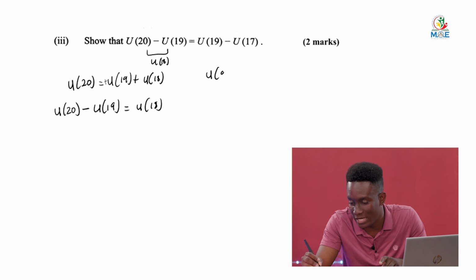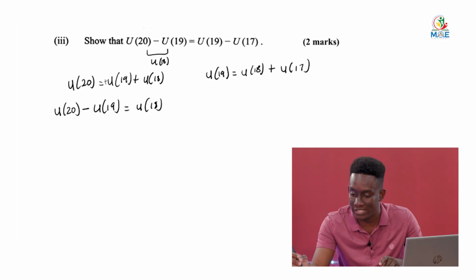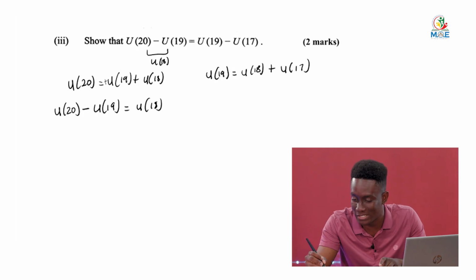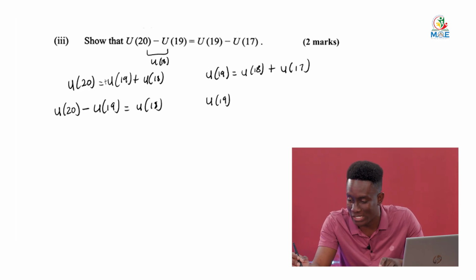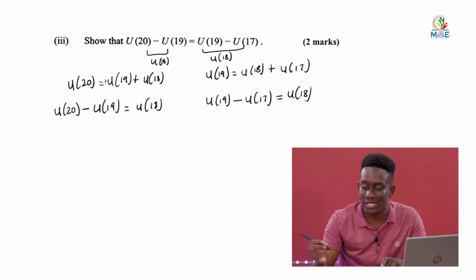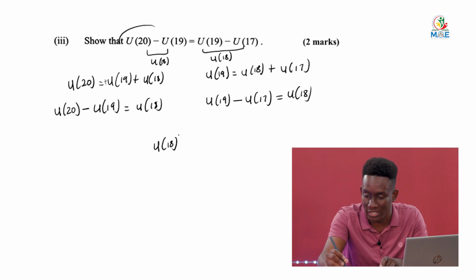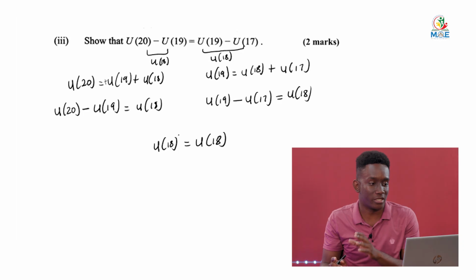So we know u19 will be the same as u18 plus u17. If you want to make u18 the subject, it will be the same as u19. If you want to leave u18 on one side, we can just take over this plus u17. So you take it over, it will subtract. So we'll have u19 subtract u17 is equal to u18. So when we work out this side as well, we'll have u18. So hence, we've shown that the two sides are equal because when we work out this side here, and then the other side as well, we'll have u18. So therefore, we just showed that the two sides are equal to each other.